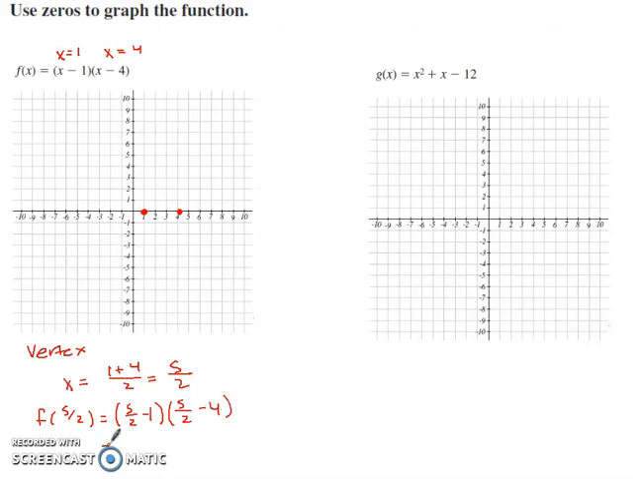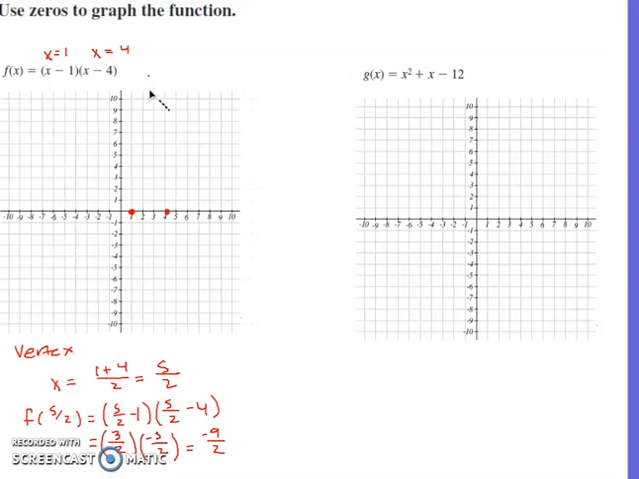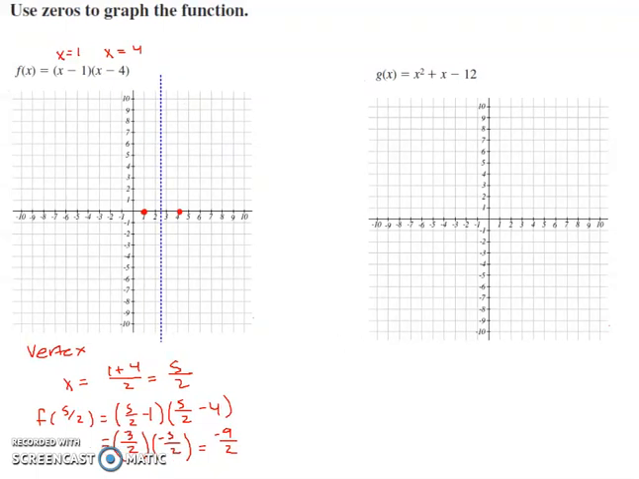So that's 3 over 2 multiplied by negative 3 over 2, which is negative 9 over 2. So my vertex lies at 5 over 2, which is 2.5, and it is at the y value of negative 9 over 2, or negative 4.5. So my vertex is going to be here on that axis of symmetry. And sketching my parabola, it will look like that.